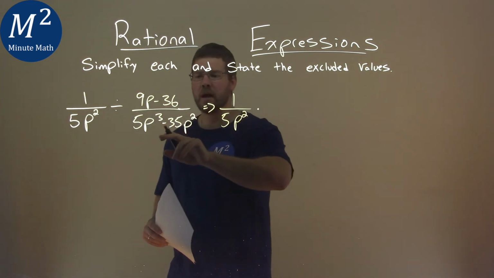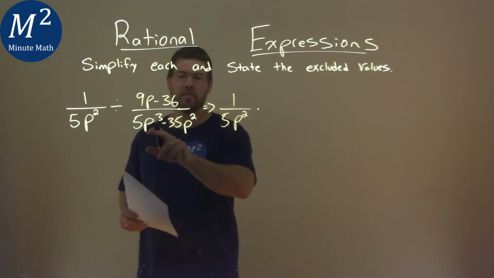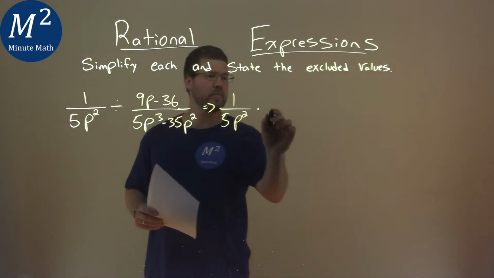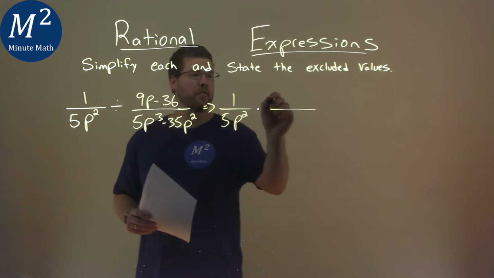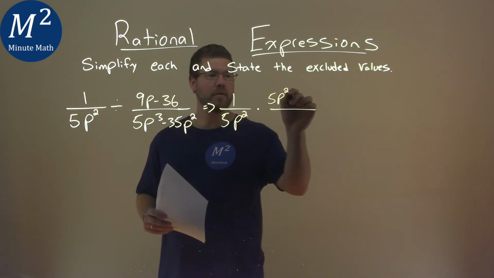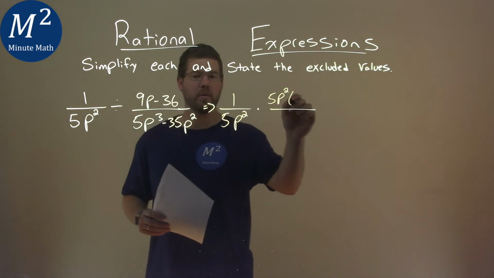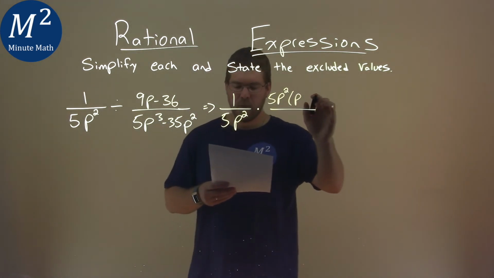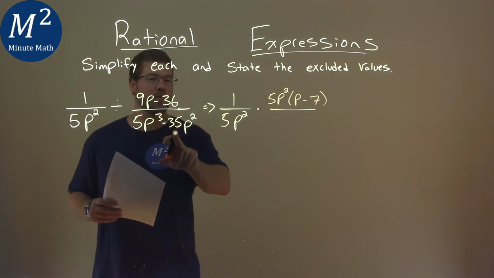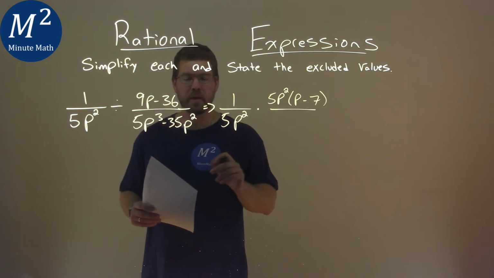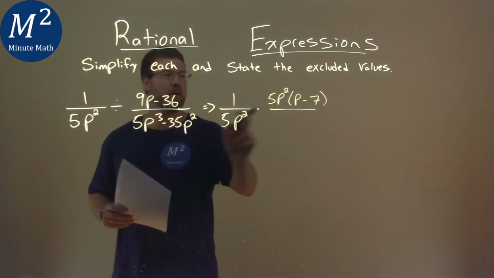But as we do that, I'm going to pull out a 5p squared from the denominator. So let's go do that. This is going up here in the numerator. If I pull out a 5p squared, I'm left with just a 1p, okay, minus the 7. So we pull out a 5p squared from 35p squared, and we get a 7, and pull that out of a 5p to the third power, and we just have a p.